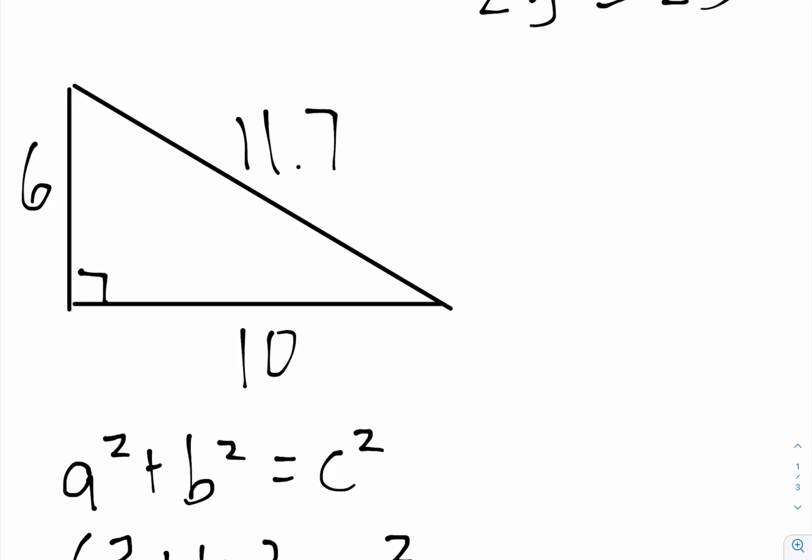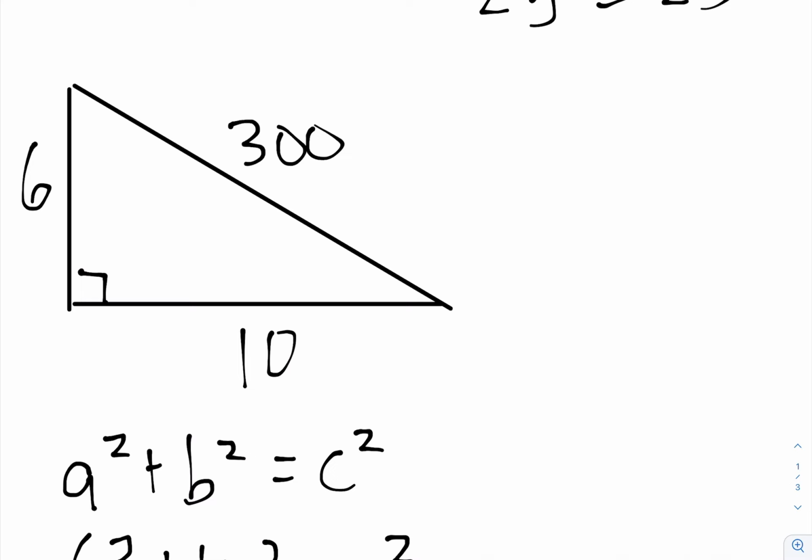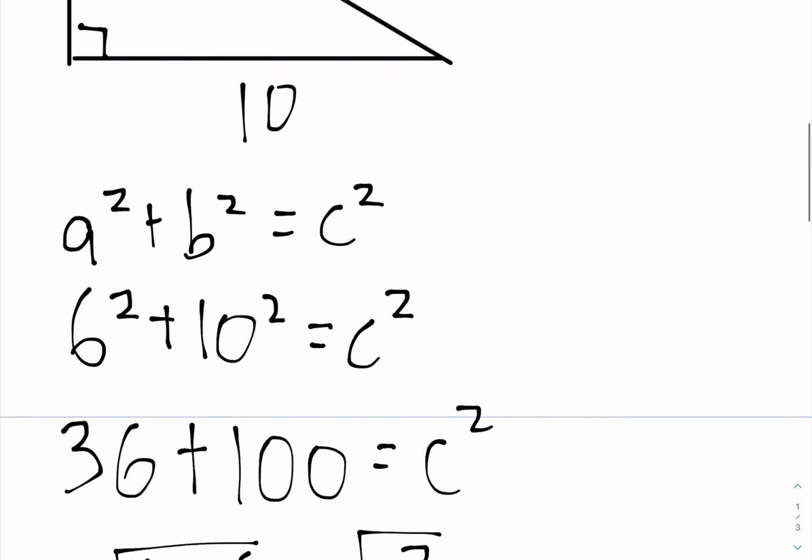And anytime you have a question like this, you can check. If you get a question like this on a quiz or a test, and let's say you did something wrong and you got 300 for this side length, you can look at these side lengths and ask yourself if your answer makes sense. So if you got a super huge number for the hypotenuse, but these were smaller numbers like 6 and 10, you know you probably made a mistake somewhere along the way. So you just go back, figure out the mistake.